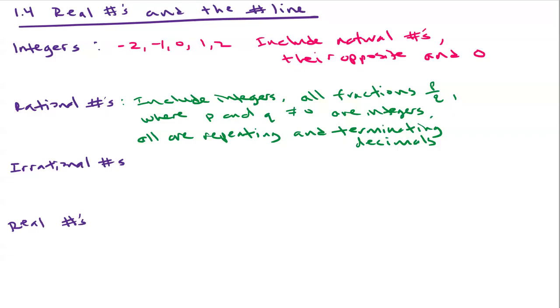Okay, so in this section, we're talking about 1.4, which is dealing with real numbers and the number line. So there's some terms we need to know here. The first one is integers. Okay, we mentioned this before. So basically, like -2, -1, 0, 1, 2, those are integers. They include the natural numbers and their opposites as well as zero. Okay, so those are integers.